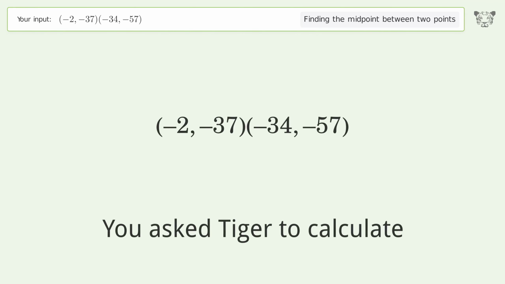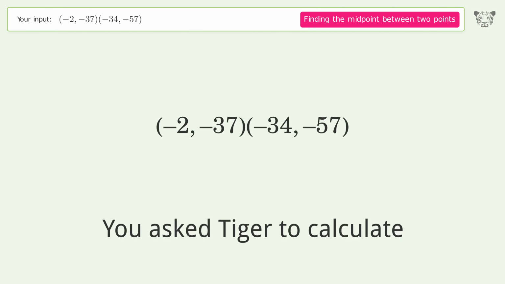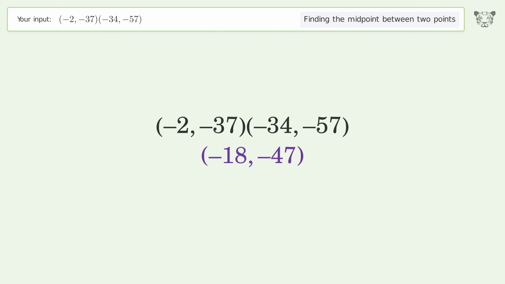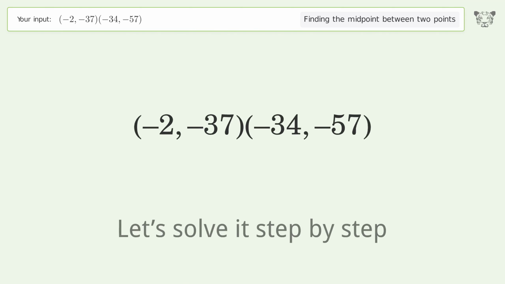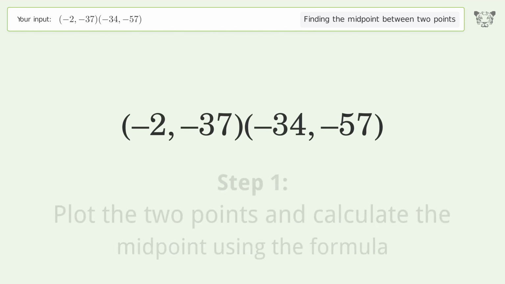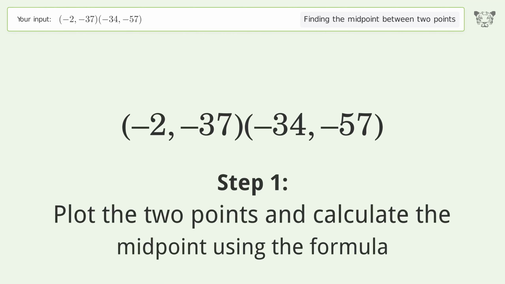You ask Tiger to calculate. This deals with finding the midpoint between 2 points. The midpoint between the 2 points is -18, -47. Let's solve it step by step. Plot the 2 points and calculate the midpoint using the formula.